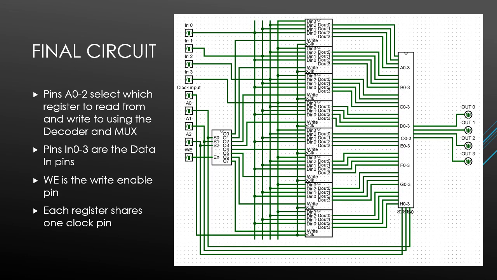This is my final circuit. It is comprised of 1 write decoder, 8 4-bit registers, and 1 multiplexer. Pins A0 through A2 select which register to read from and write to using the decoder and multiplexer. Pins in 0 through 3 are the data in pins. Pin WE is the write enable pin, and each register shares one common clock. That's the clock input pin.